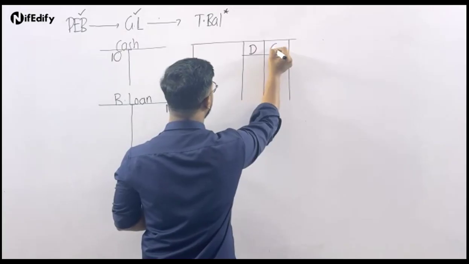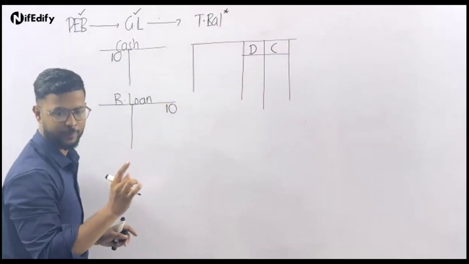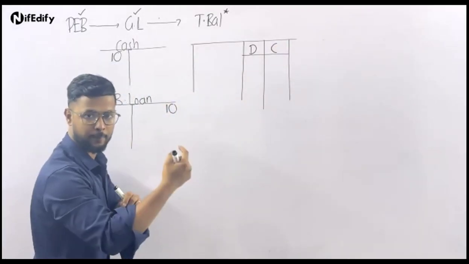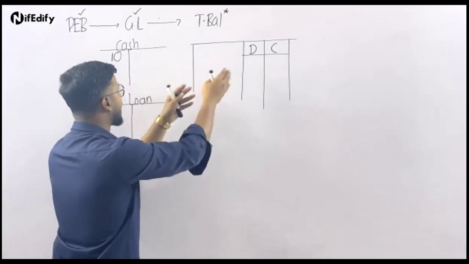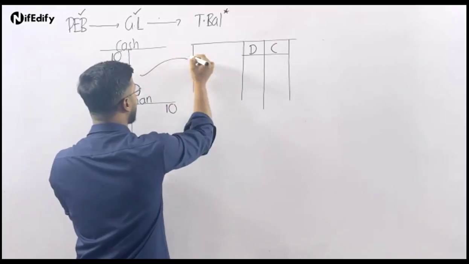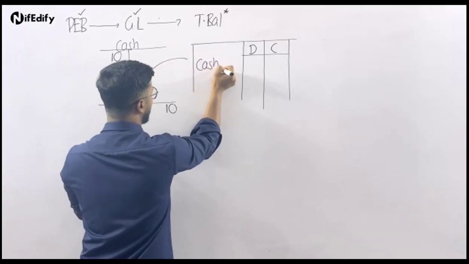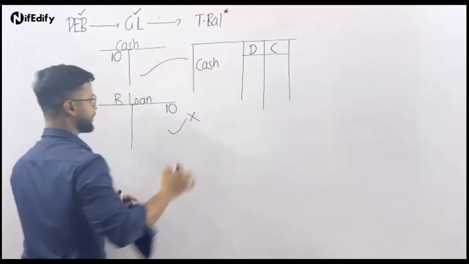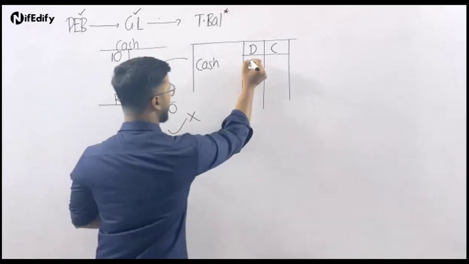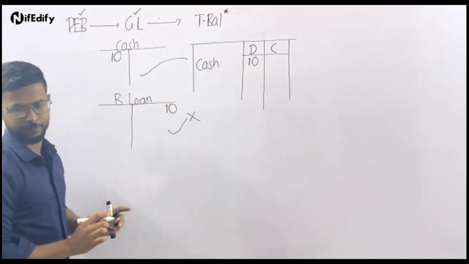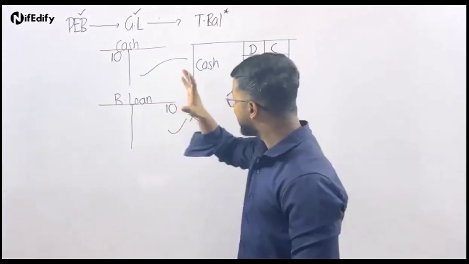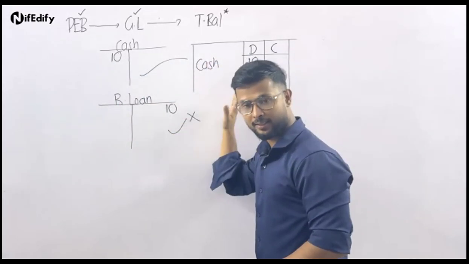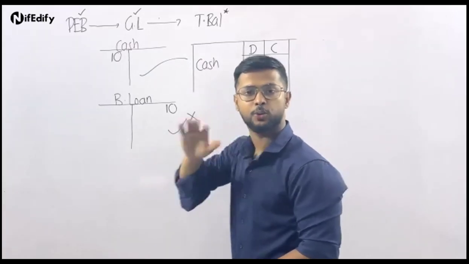So we've got the debit side, we've got the credit side. Listen to me. When we were transferring these two accounts to the trial balance, unfortunately, cash was transferred, but bank loan wasn't. Now, this is an error that takes place in the trial balance. Do I make sense to you?